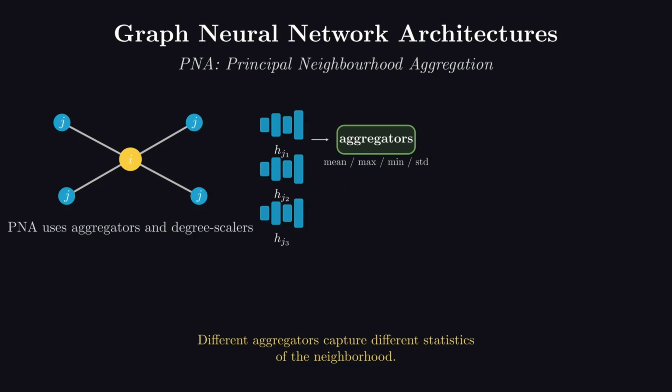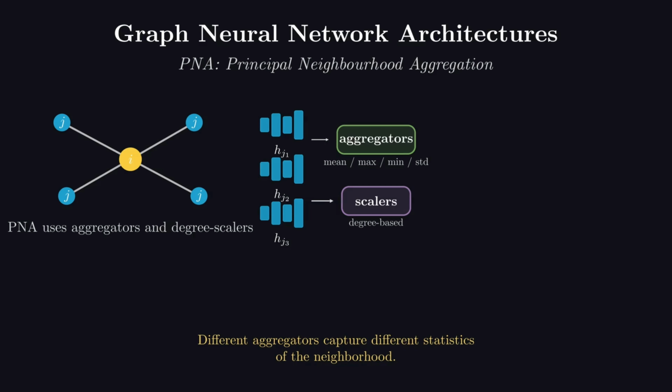For example, mean captures the average neighborhood behavior. Max captures the strongest signal. Min captures the weakest signal. Standard deviation captures how much variation there is inside the neighborhood. So instead of describing the neighborhood with only one summary, PNA describes it with several statistics. But PNA adds one more idea: degree-based scalars. A node with 2 neighbors and a node with 50 neighbors should not always be treated in the same way. The scale of the neighborhood matters. Degree scalars use the node degree to adjust the aggregated messages.